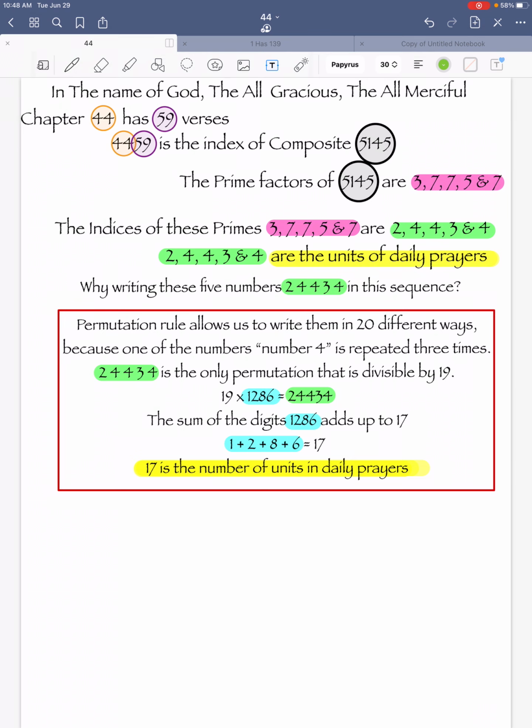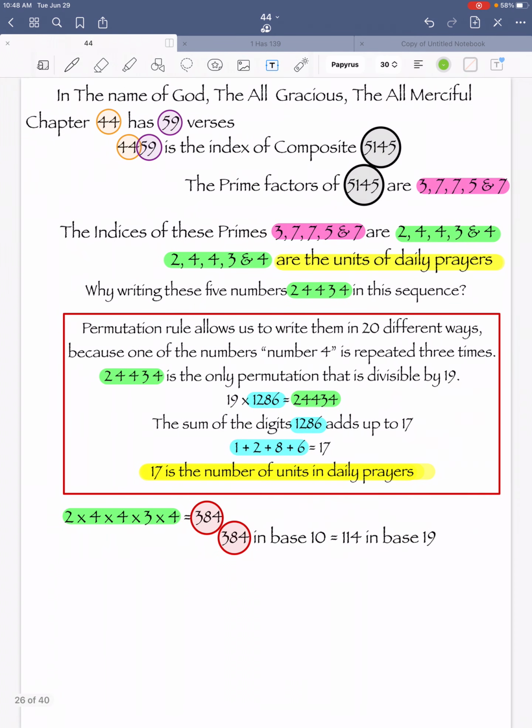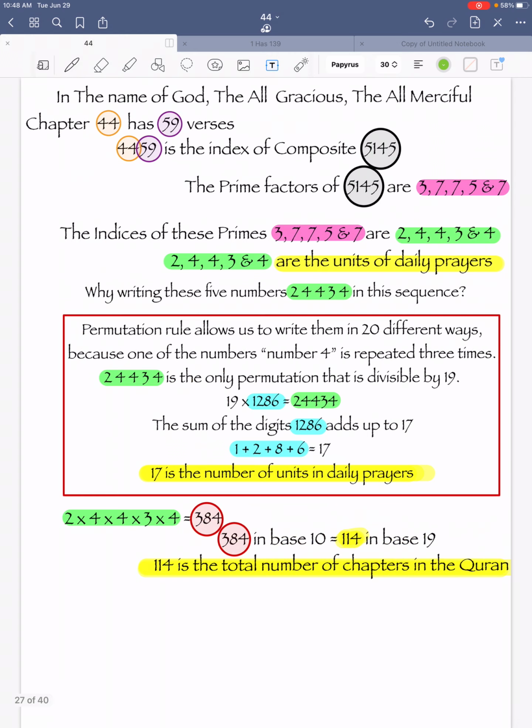Next, 2, 4, 4, 3, 4. If we multiply those 5 numbers, 2 times 4 times 4 times 3 times 4, we get 384. And 384 in base 10 equals 114 in base 19. Once again, 114. 114, remember, is the total number of chapters in the Quran. God is telling us in chapter 44 that there are 5 daily prayers, 17 units in those 5 daily prayers, and the Quran has 114 chapters.